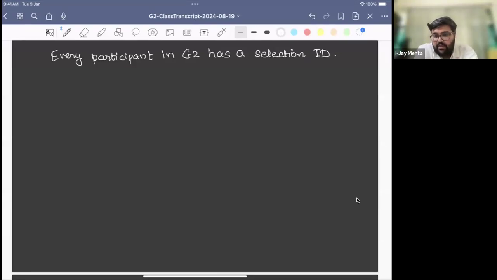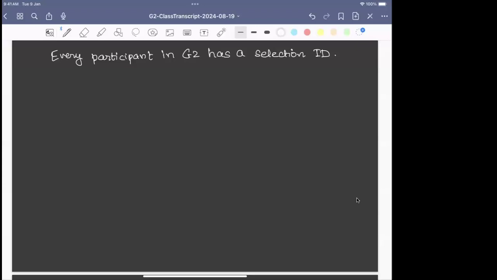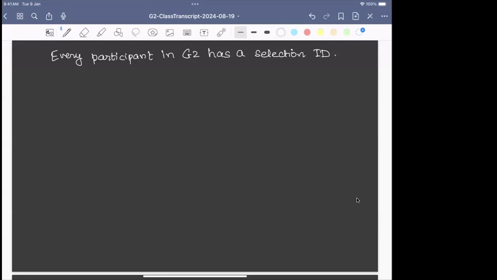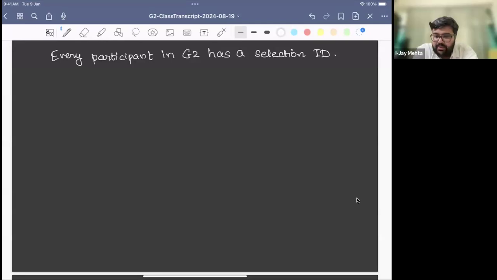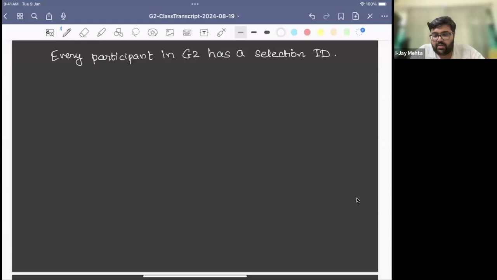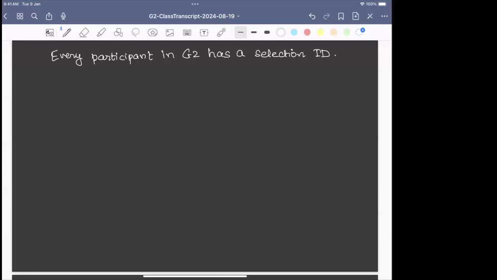Am I in G2? I am also a participant in G2, right? Yes. So what is my selection ID? I don't know, sir. I don't have a selection ID. It's for students. Student ID is there, right? So what do you think now? The statement is true or false? No, now the statement is false.